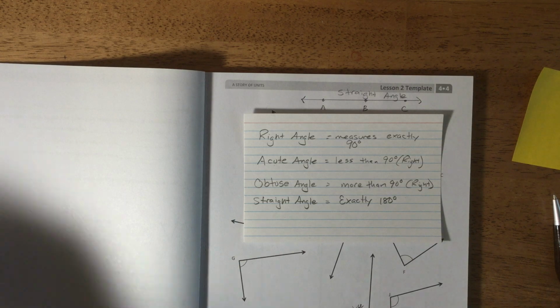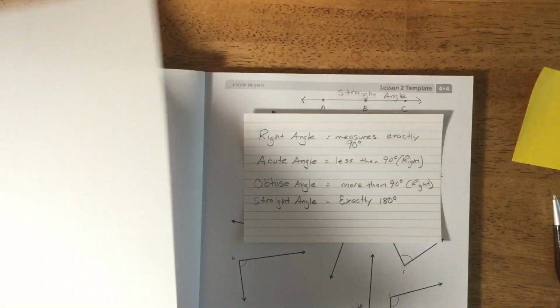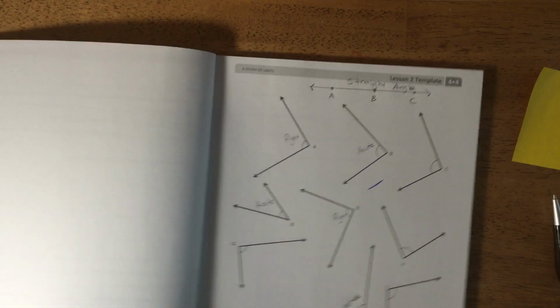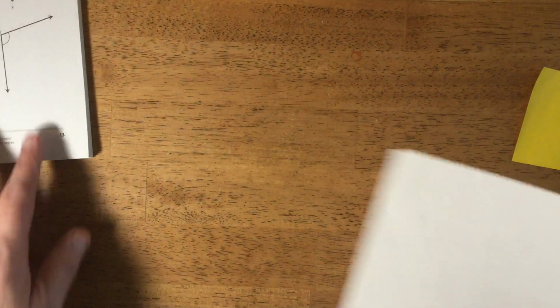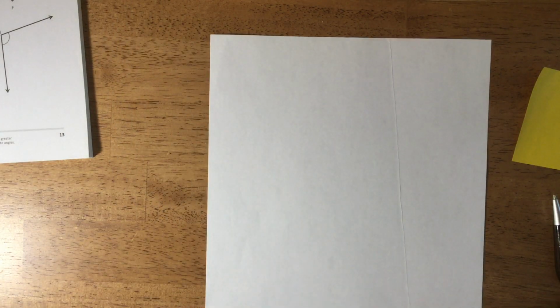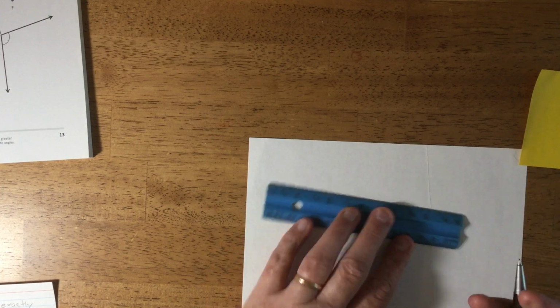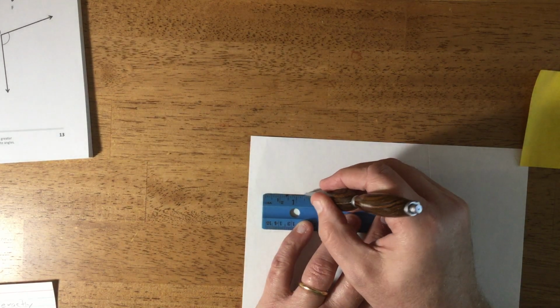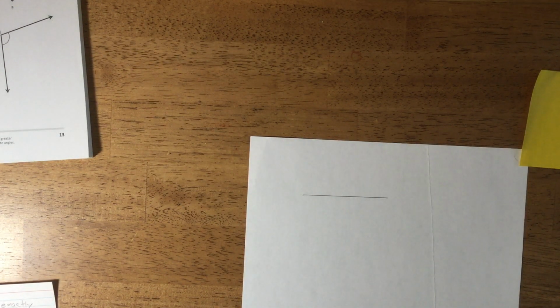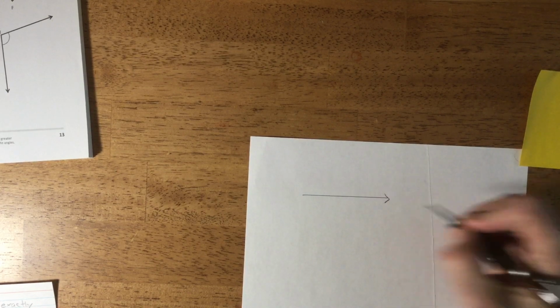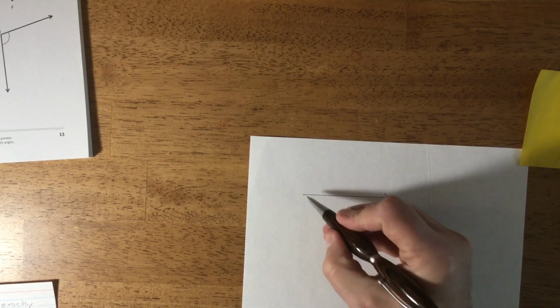The second part of what we're going to do is actually being able to draw them. So I have a blank piece of paper here, and to draw an angle, I'm just going to start with a straight edge. So I could draw a straight line. I could put a ray on it, make it a ray.